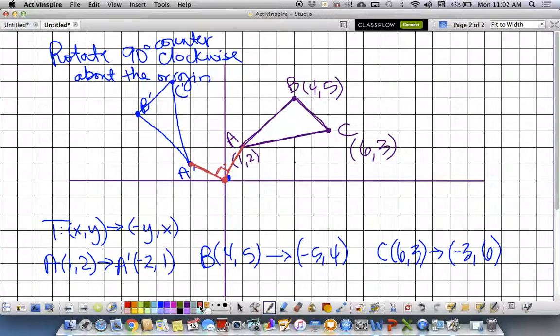Could we do that with every single point? Yes, we could, but we're not going to. If it was a 180, it would be just a straight line between. They would have to be on the straight line, and it would have to be right here, because it's a straight line.